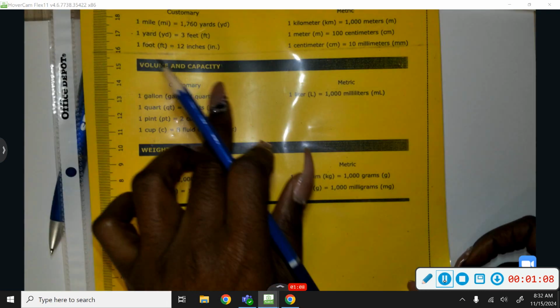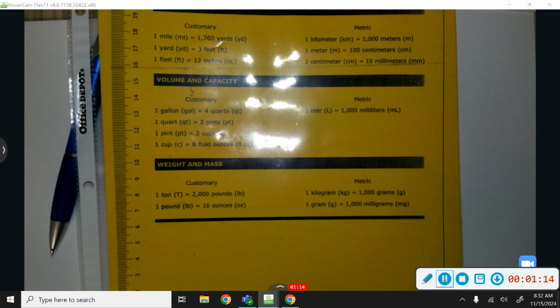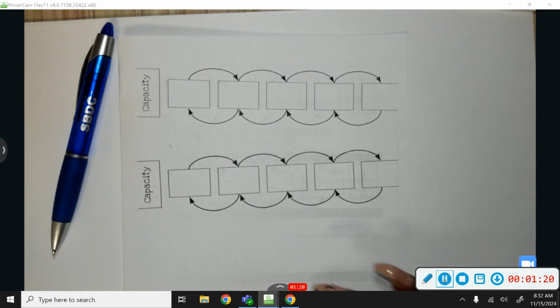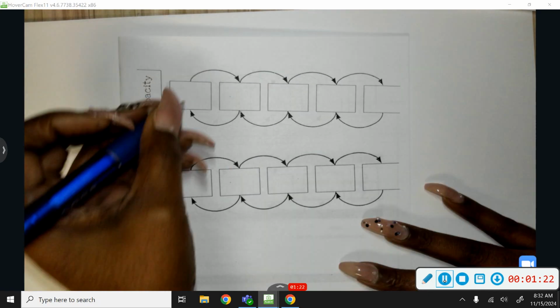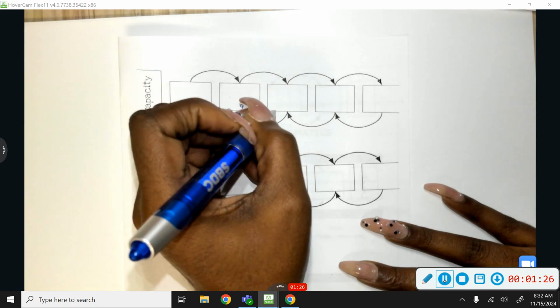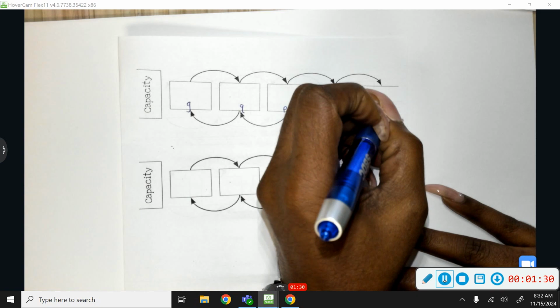We're only going to focus on customary right now, but again, it will be the same thing for feet, inches, and weight. The same process, okay? Let's go ahead and use that information. So we're going to talk about gallons. We start with my largest, gallons, quarts, pints, cups, and fluid ounces.